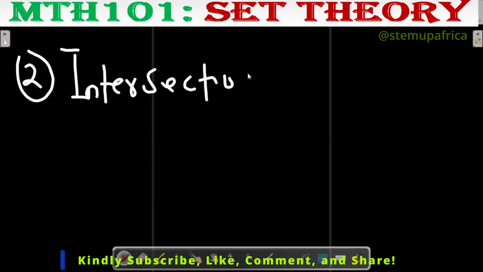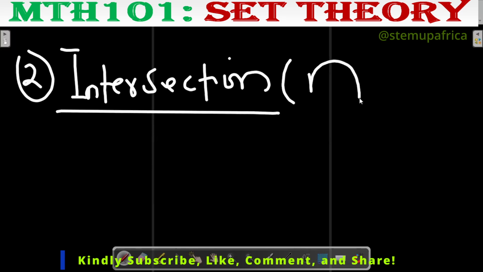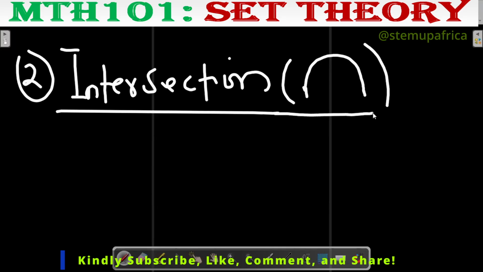Intersection. This is the symbol for it. It's like an N. Let me rewrite it for clarity, in purple, just like this. A smooth N. That is the intersection symbol. So what does it mean when you say intersection?